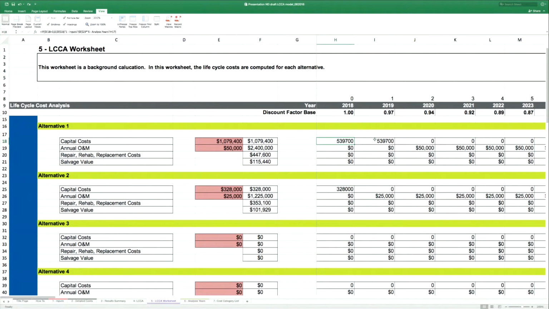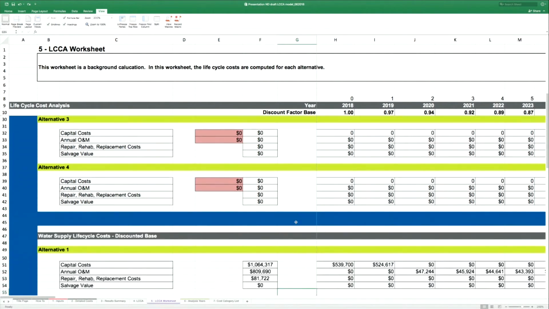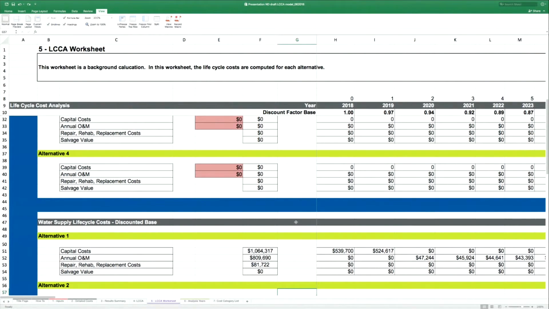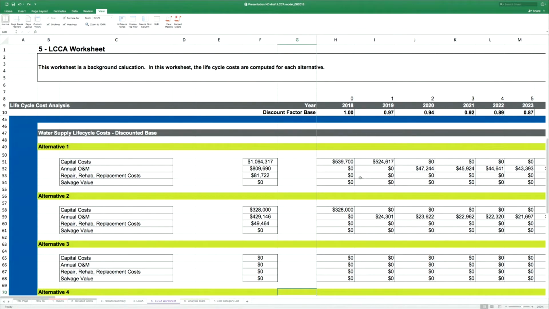Couple things to think about though. If the construction of the project is now spread over 2 years, these are your nominal undiscounted dollars. So if we scroll down here on this worksheet, we have two sets. Up here are your nominal dollars, and then down here, when we scroll down, we get to the discounted base. Notice that the 539,700 is the discount factor is 1.0 for your first year, and then the second year, if we think back to calculating present value, that discount factor that we apply is 0.97, and we apply that to the cost. So your actual capital costs decrease slightly in terms of present value.